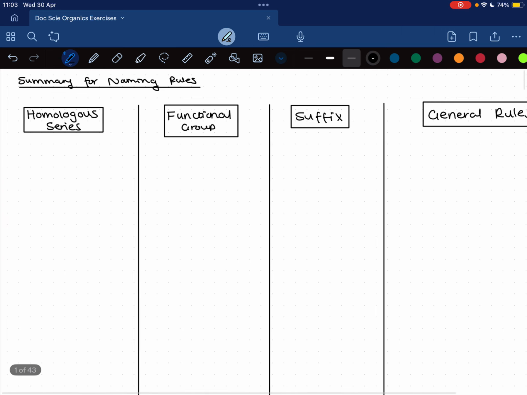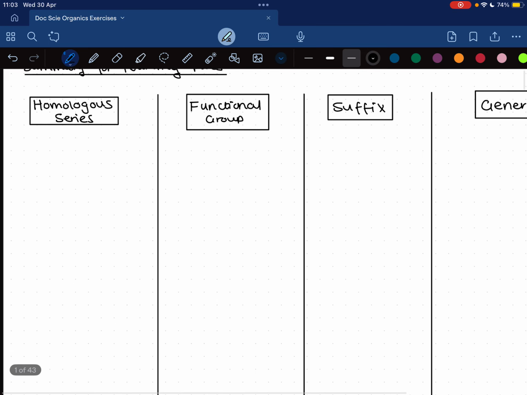So for our first lesson, we're going to focus on naming esters, but before we get to that, I just want to go over some of the naming rules that we did last term. So just like a little summary.